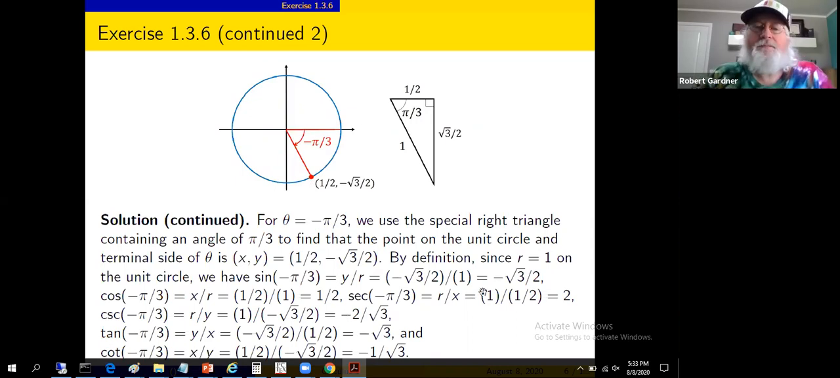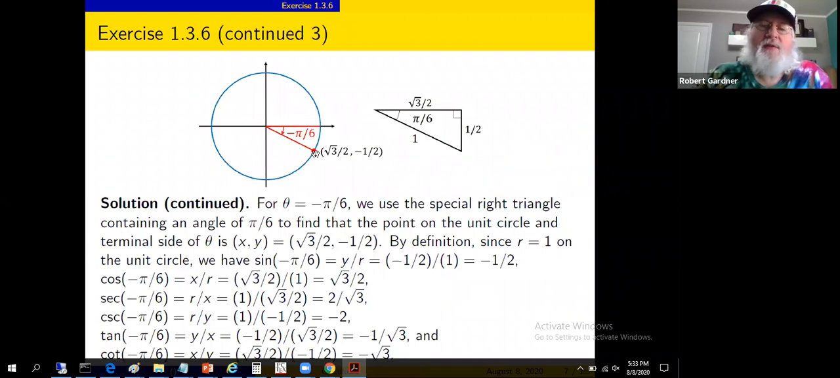Let's do it again. How about for negative pi 6? Well, it's the same story. Same reference triangle, and I orient it differently. There's a pi thirds angle down here. We're interested in the pi 6 reference angle, if I can use that terminology now. And let's see, we still get that square root of 3 over 2 and 1/2 stuff.